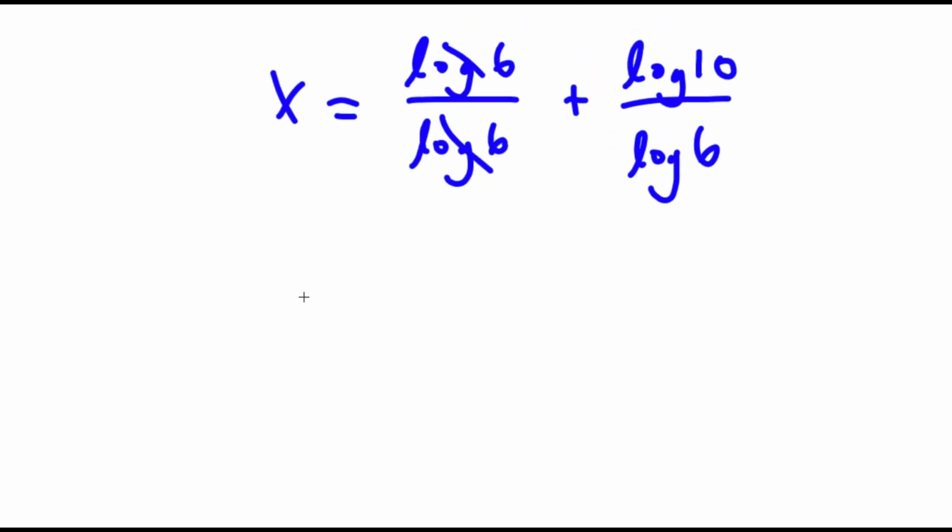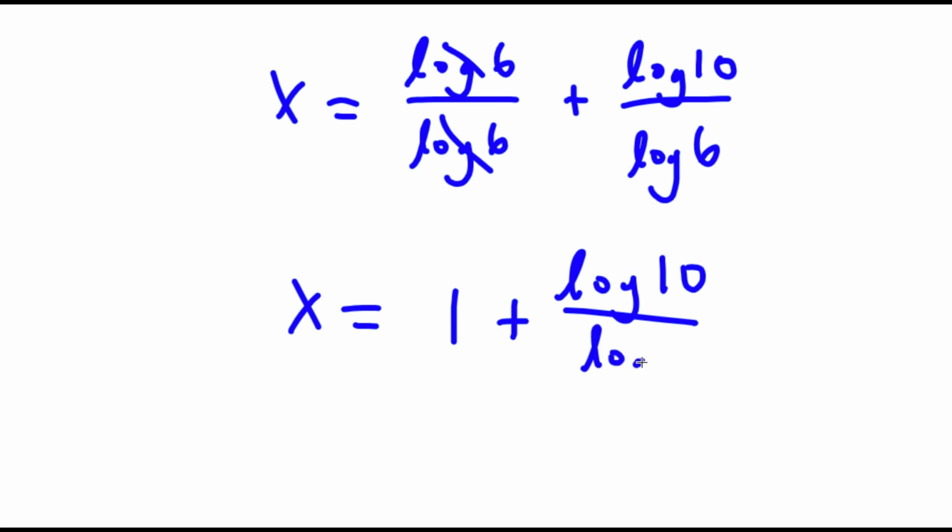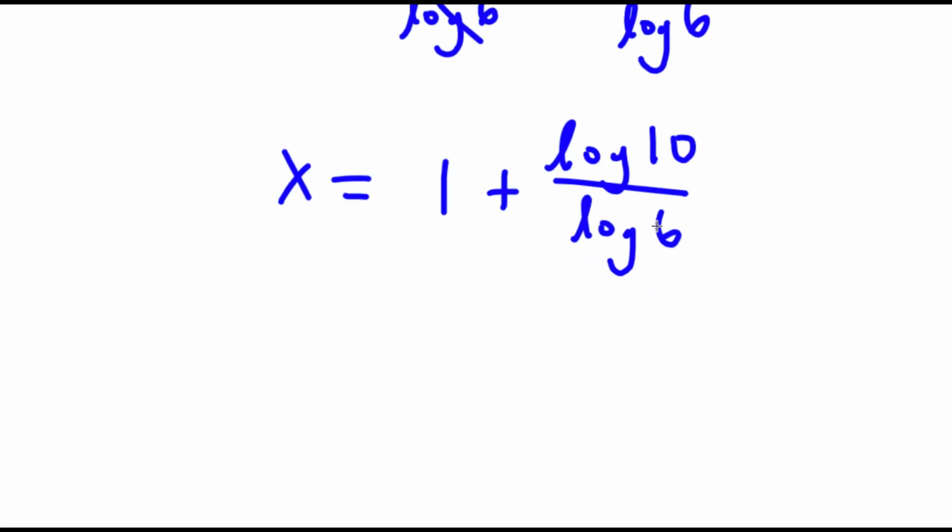Now log 6 and log 6, these two cancel out. So now I have 1 plus log 10 over log 6. Now log 10, that's the same thing as 1. So now I have x is equal to 1 plus 1 over log 6.